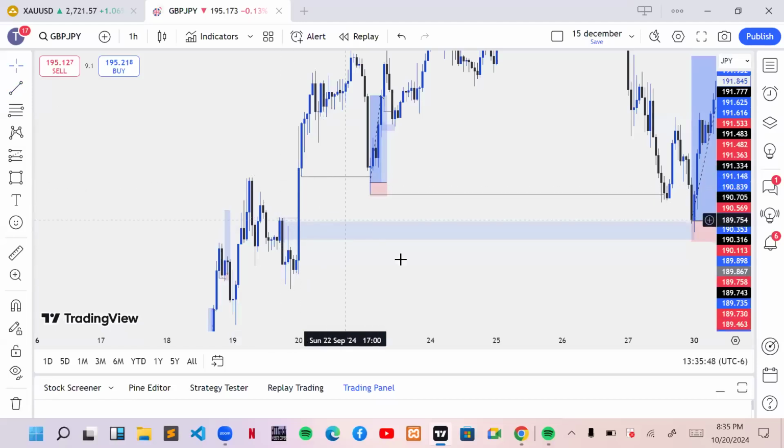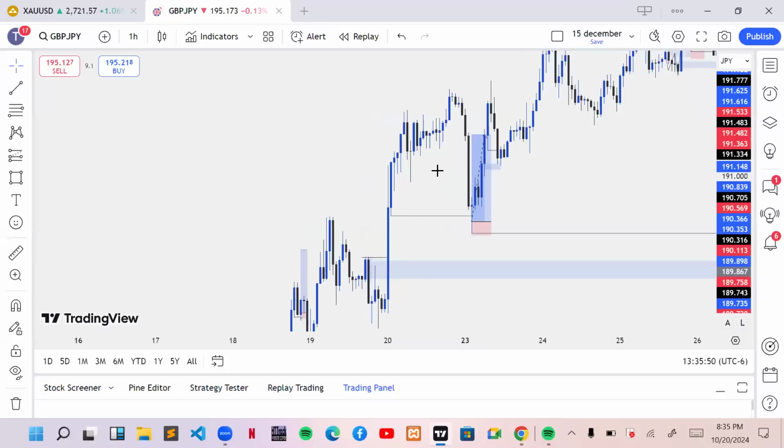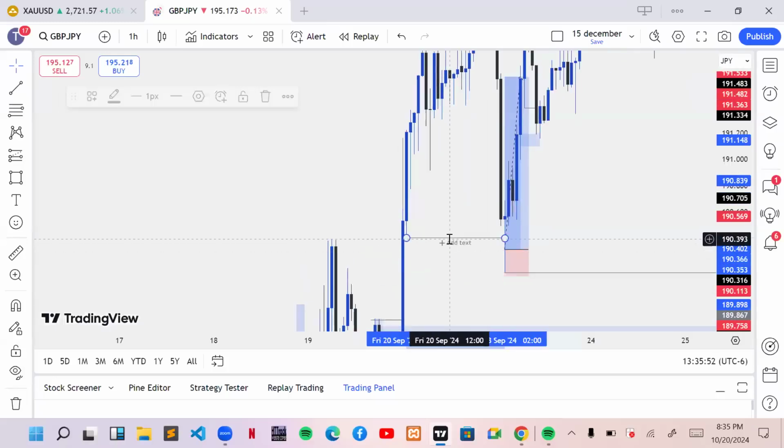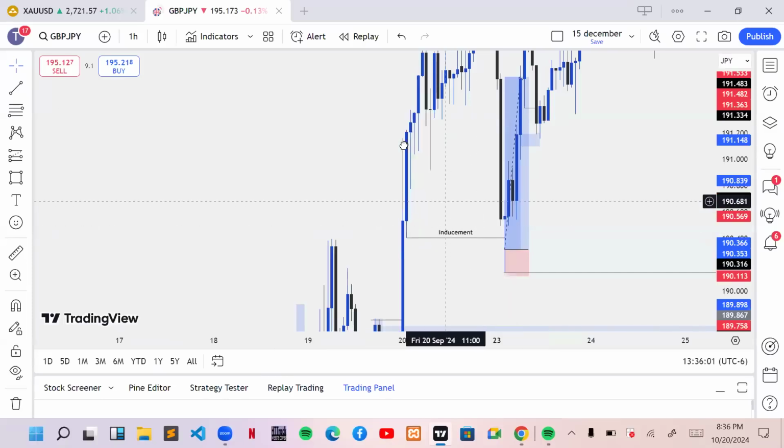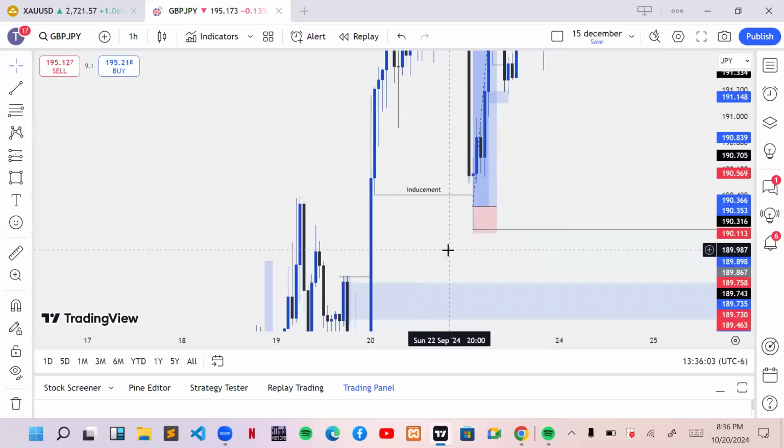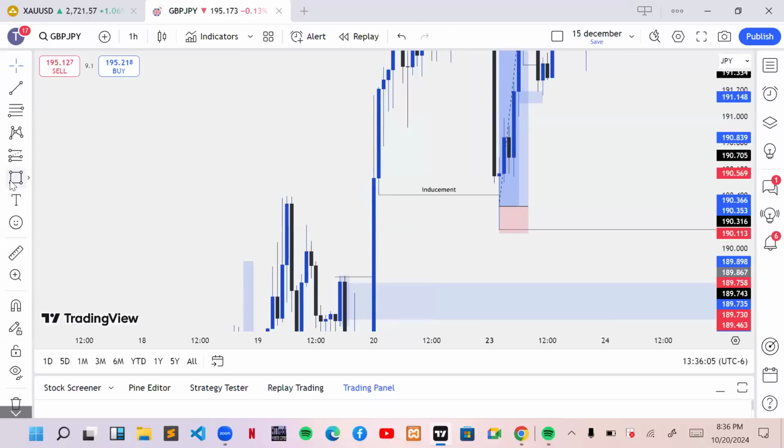So after the shift of market structure, markets made this first pullback, which is this inducement right here on 1 hour time frame. This is our inducement, the first pullback that market makes after the shift in market structure. So the full pullback, this is our breaker block here.